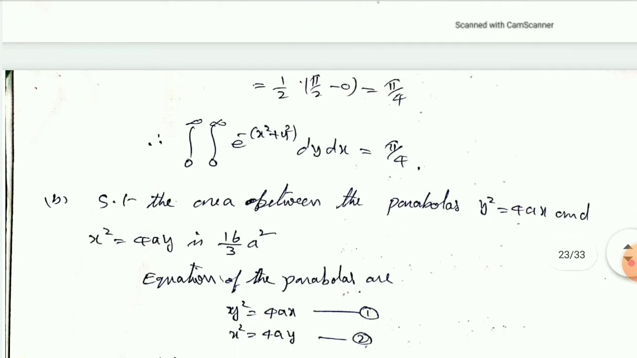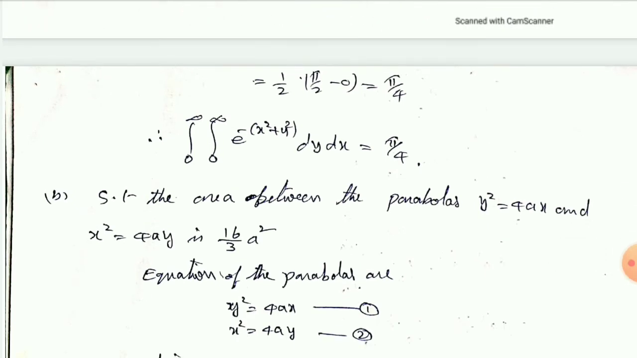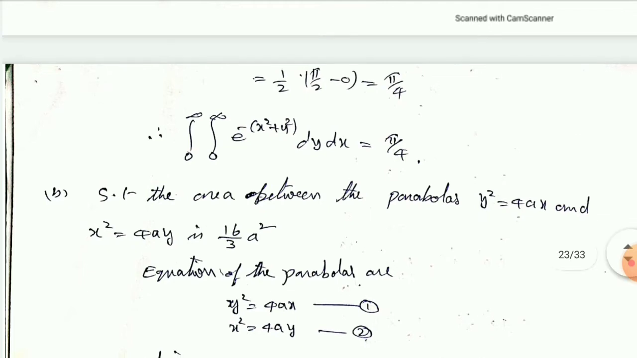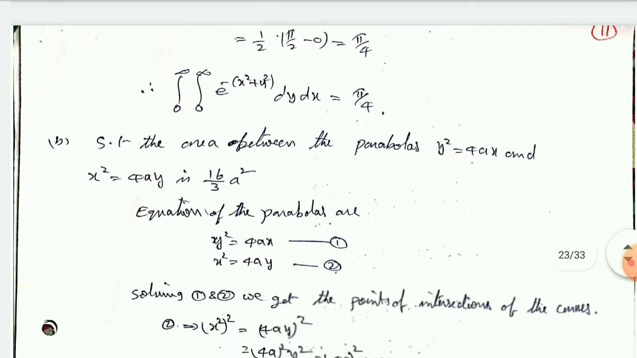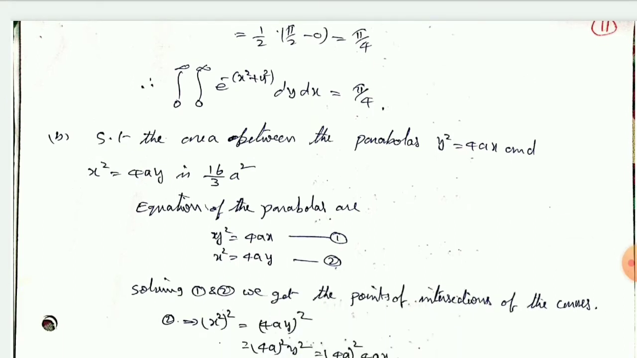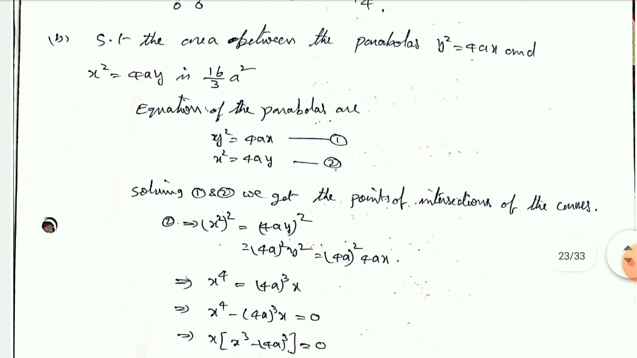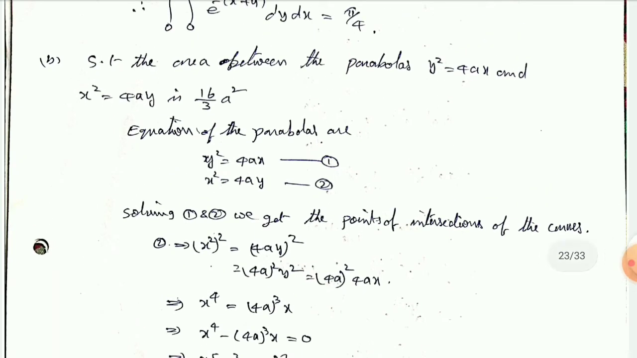Coming to 7th B bit, the question is: show that the area between parabolas y square equal to 4ax and x square equal to 4ay is 16 by 3 into a square. So that they have given. Both are parabola equations. But before entering into that, to get the area using the double integral, the direct principle is there. You can double integrate that value.